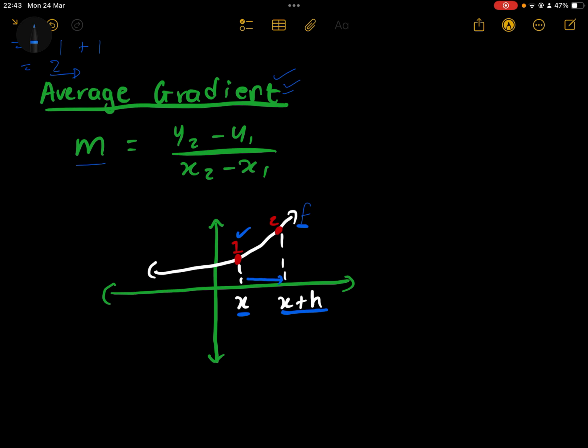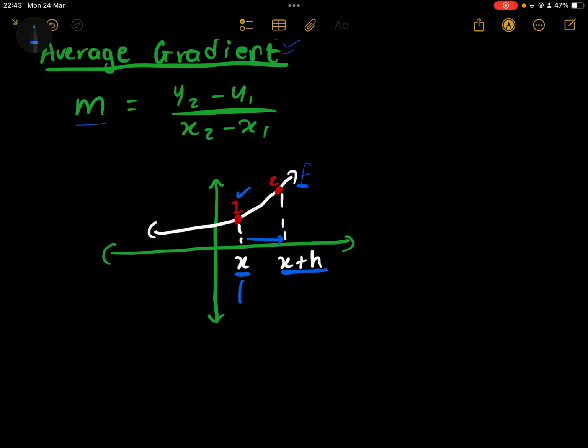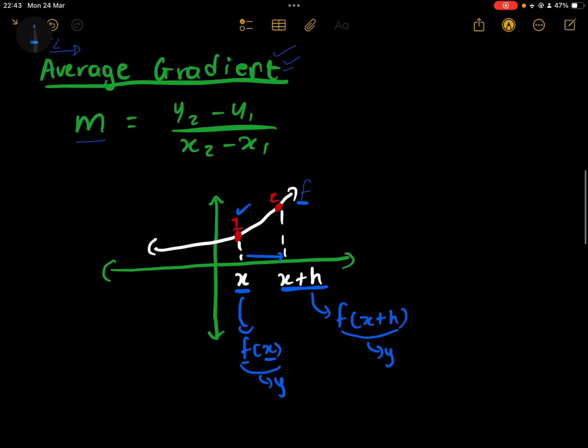So these are the coordinates for the x values for 1 and 2, but we want the y values. Remember, when it comes to y values, for x we can just say it's f at x. You see, the f and then the x. So this is a y value. Here for the x plus h, what can I say? I can just say f at x plus h. Here it's the y value. So in order for us to determine the gradient, what must we do? y2 minus y1 over x2 minus x1. Can you see now what we're going to do?